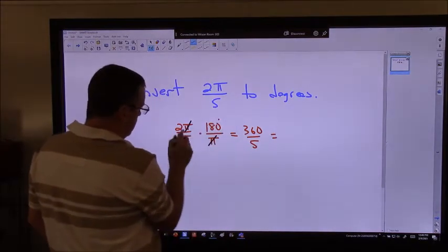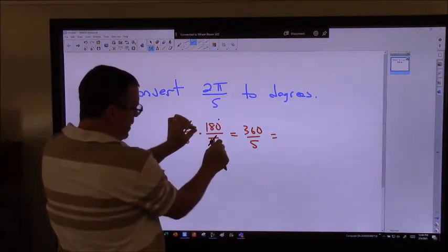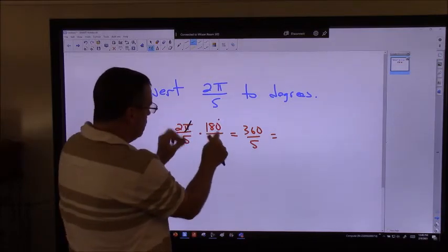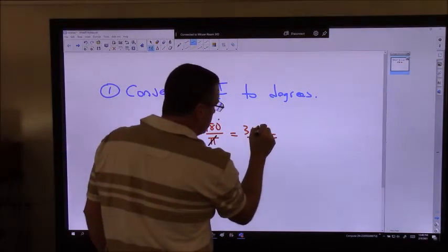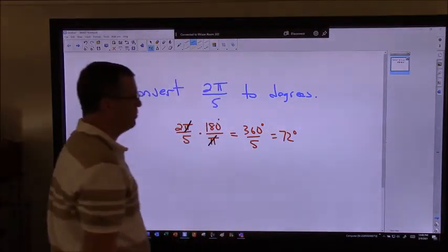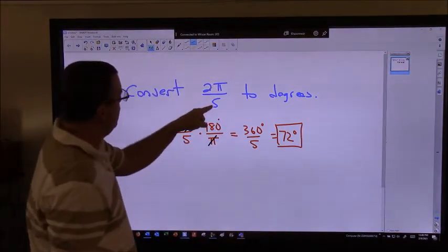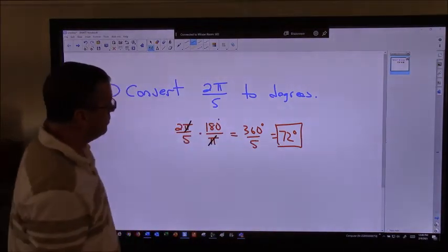Okay, now notice how the pi's canceled, and so the label that goes with that is radians. So the radians canceled as well. There's a degree sign left over, so I should have had that right there. And that equals 72 degrees. So I have now converted 2 pi over 5 into degrees.